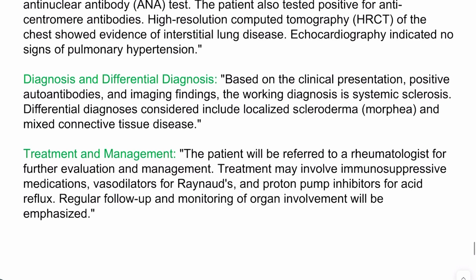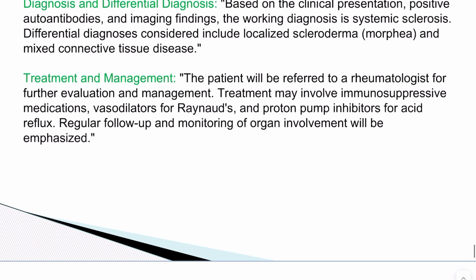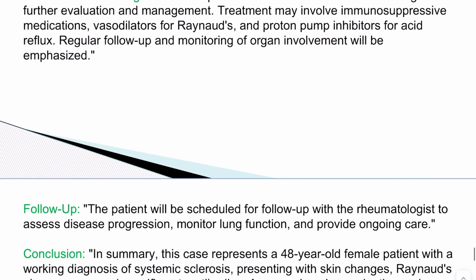Then you're going to talk about the diagnosis and differential diagnosis. So based on the clinical presentation, positive autoantibodies and imaging studies, the working diagnosis is systemic sclerosis. Differentials include localized scleroderma and mixed connective tissue disease. And then finally, you're going to talk about the patient treatment and management.